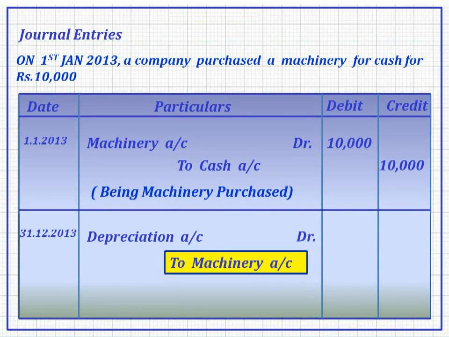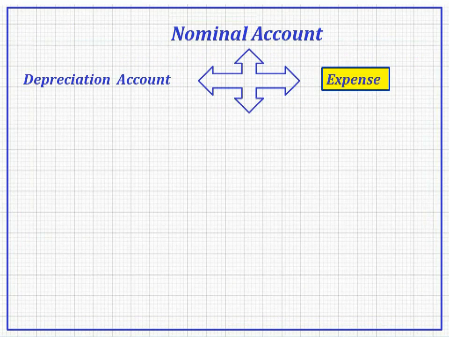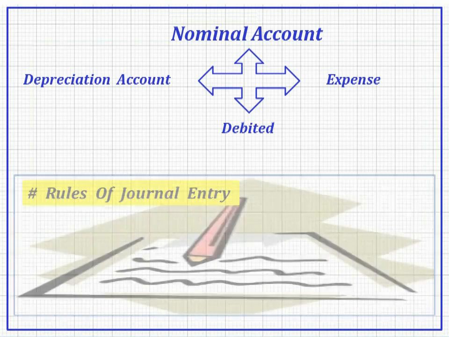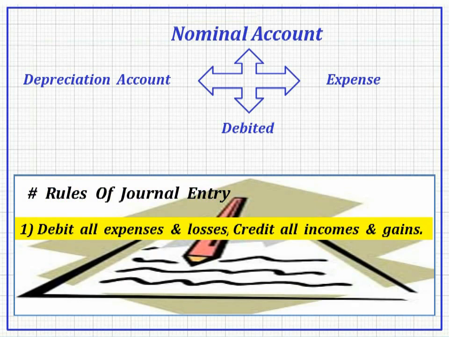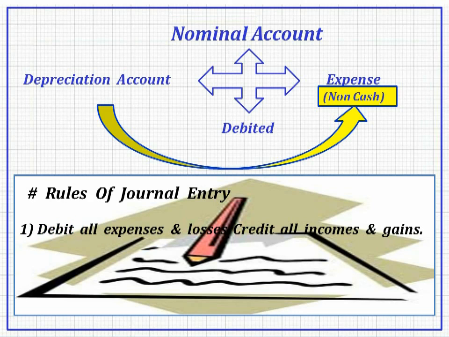You know, depreciation account is a nominal account. This is our expense. Depreciation is our expense, so it must be debited. If you remember the rules of journal entry, the first rule was debit all expenses and losses, credit all incomes and gains. Means if there is any expense, that must be debited. This depreciation is not a cash expense. Means we are not going to pay any cash to outsider. So it's a non-cash expense, we can say.